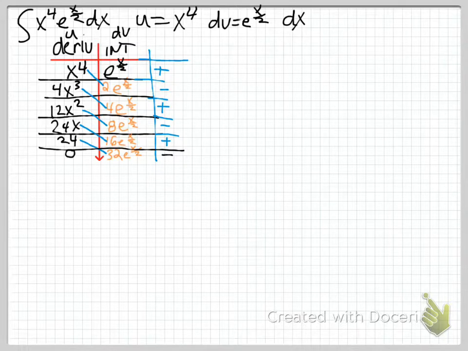So now that we've assigned all the appropriate signs over here, we can just follow our table and assemble the integral. So here, the integral would equal, let's write it in the same order that we came with. So you would have 2 x to the fourth e to the x over 2. That's positive.